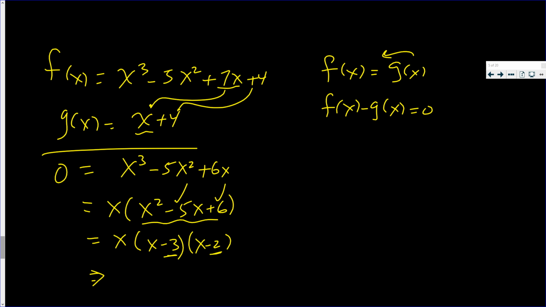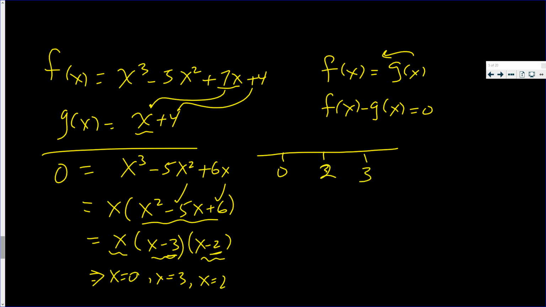So what we have is 0, 2, and 3. So we're going to integrate between 0 and 2 and 2 to 3. Maybe we'd be able to go from 0 to 3. So that might be extra work, because we're just going to go 0 to 2. But do you really want to graph this cubic? You really want to graph that?